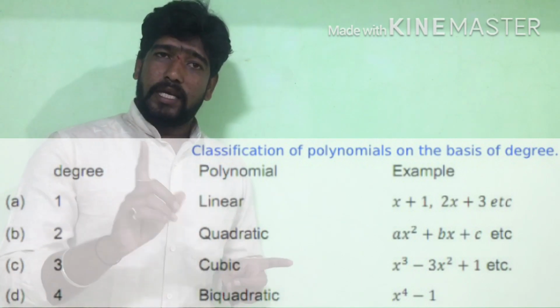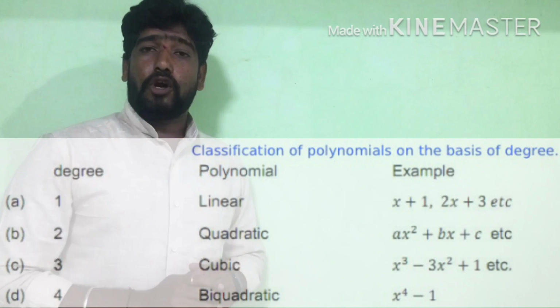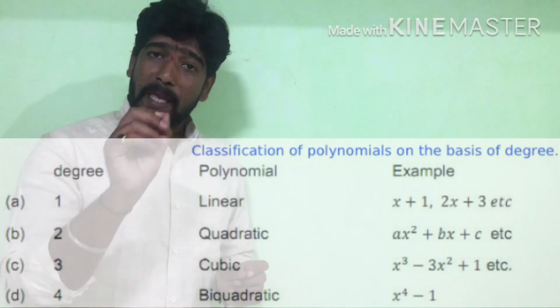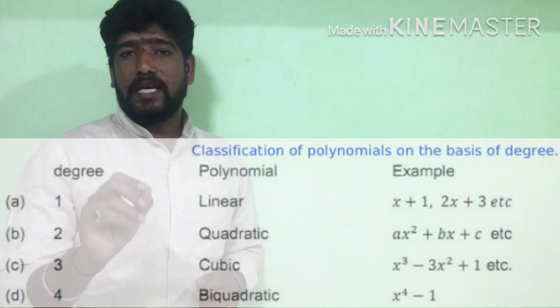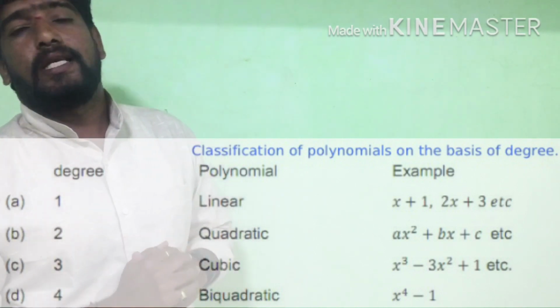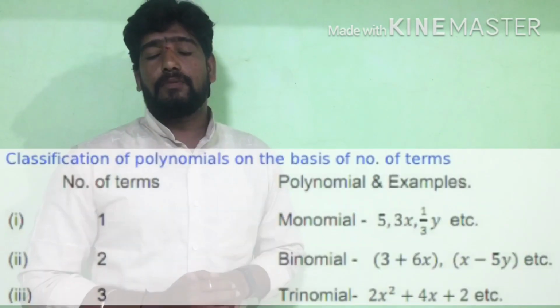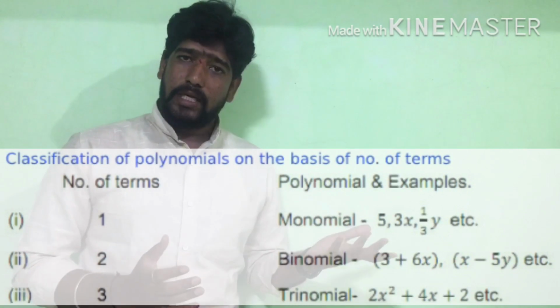So when the degree is 1 it is called linear, degree 2 is called quadratic, degree 3 is called cubic, and degree 4 is called a biquadratic polynomial. Is it clear? So now we classify the polynomial on the basis of terms. Already we know what the terms are, right?